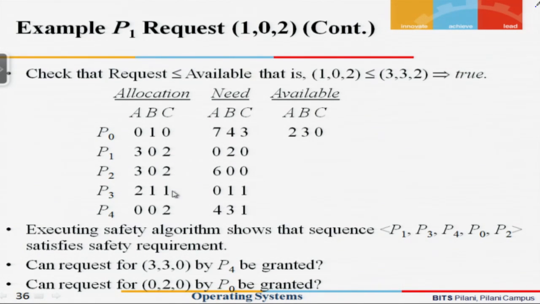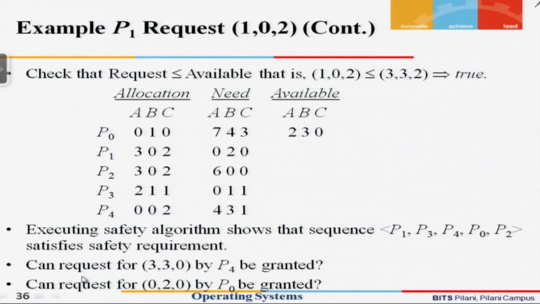If I get a safe sequence, then in that case I would grant the request, else I would not grant the request. Incidentally, when you work out this algorithm, you would find that there exists a safe sequence, that is P1, P3, P4, P0, P2, and therefore the request can be granted.